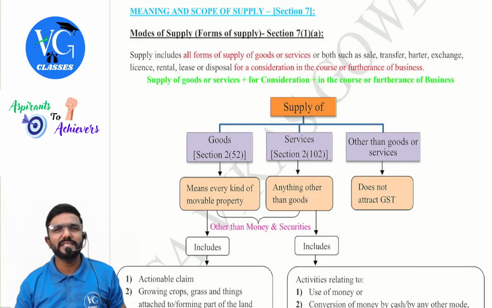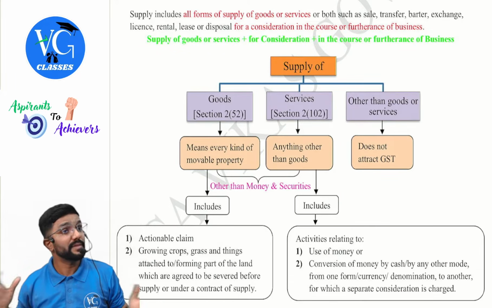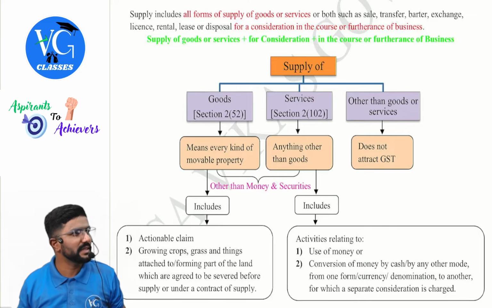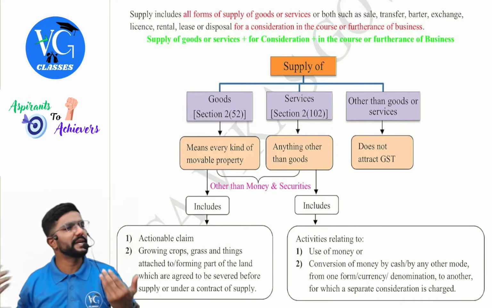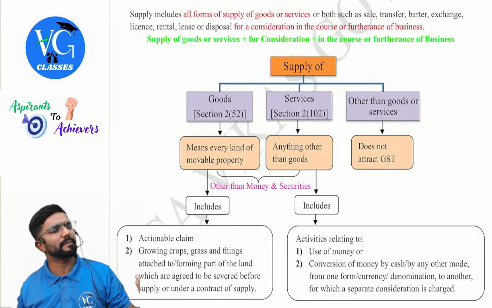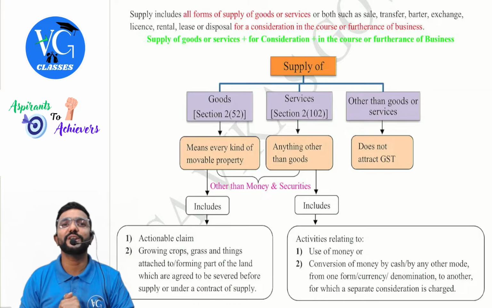Okay, guys. Next, consideration. Consideration need not always be money. Something is flowing from the recipient to the supplier. The supplier is supplying goods or services. In return, what is the recipient giving? Something in return: consideration.